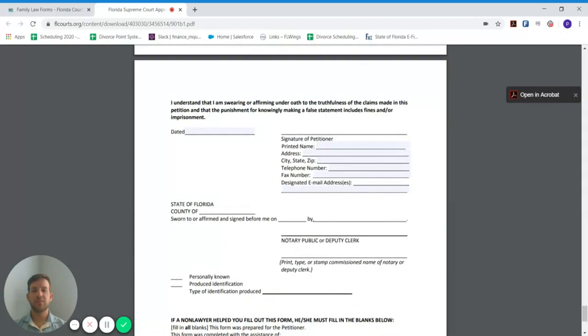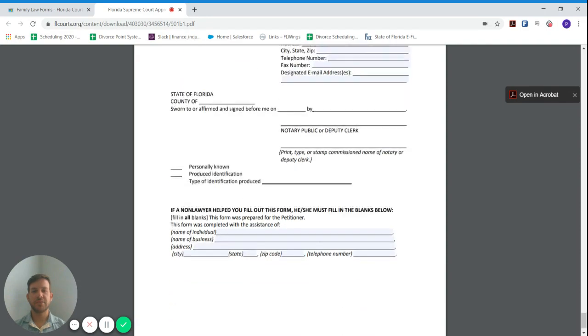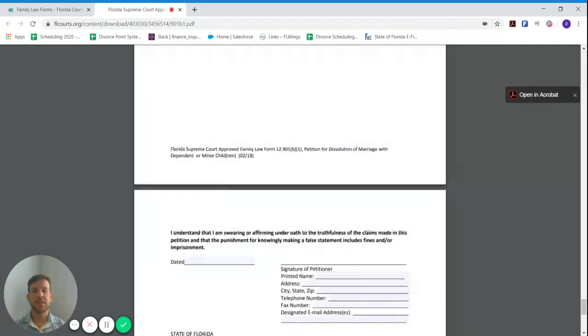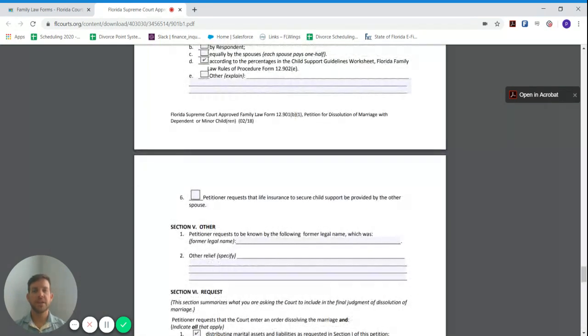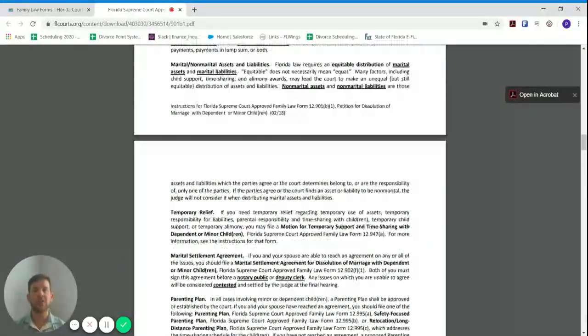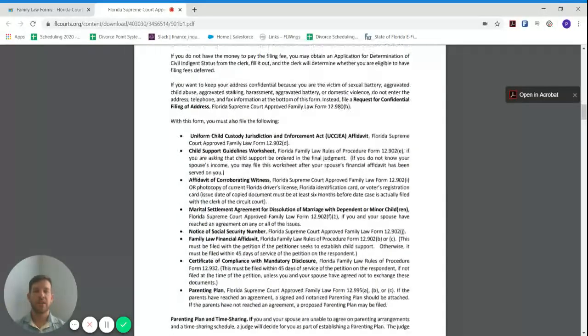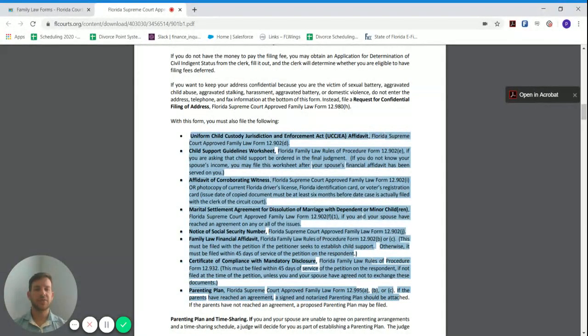And then you're going to go ahead and print this out, and you're going to date it. You're going to sign it in the presence of a notary, and then you're going to take it with the other forms that you need to file up front, which again are up here under the special notes section. And you're going to take it down to the clerk of court and pay your initiation fee, and they're going to file the case for you.